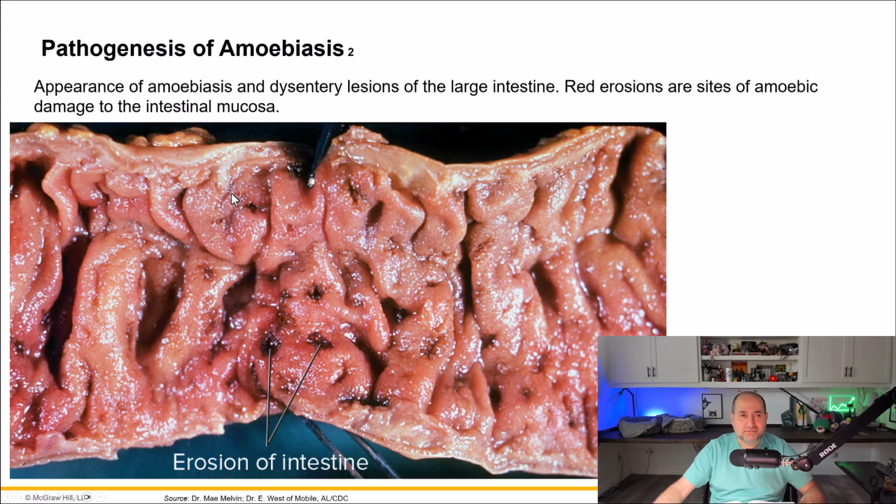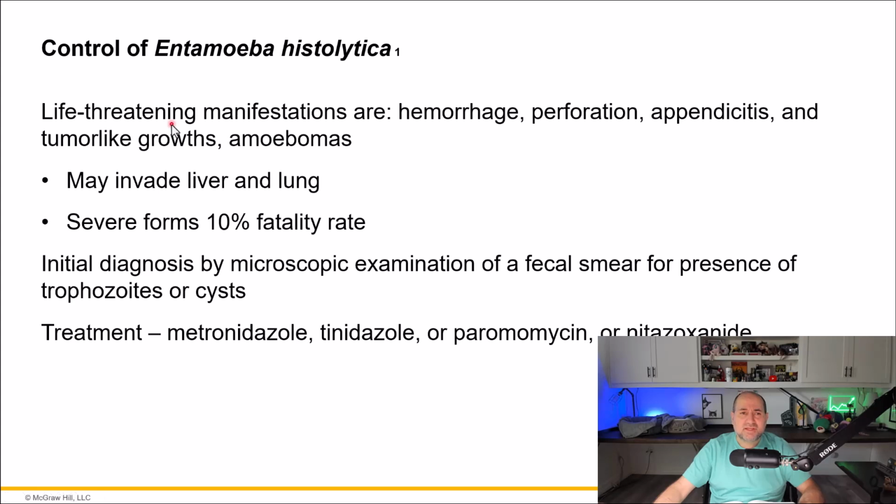Here you can see the appearance of amoebiasis and dysentery lesions. These are dysentery lesions or erosions of the intestine caused by damage to the intestinal mucosa by this particular amoeba. It can even become life-threatening if it manifests as hemorrhaging, which is bleeding, perforation, which is holes, appendicitis, which is inflammation in the appendix, and tumor-like growths. Remember I mentioned that these amoeba might invade the liver and the lung, and the severe forms can even have a 10% fatality rate.